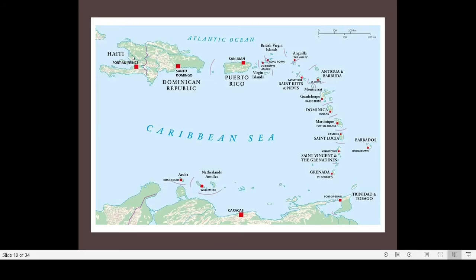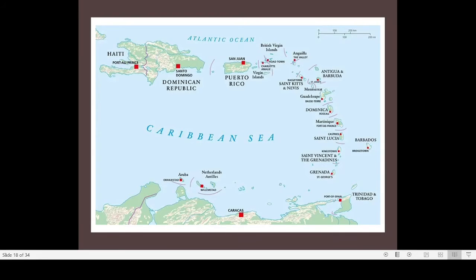We can say Haiti is there, Dominican Republic is there, Puerto Rico is there, then Saint Kitts and Nevis is there, then Antigua and Barbuda. That was in the news because of one person, I think Nirav Modi or some person was hiding there. Then Dominica is there, Saint Lucia is there, Saint Vincent and Grenada is there. Barbados is there, and Trinidad and Tobago is there. So these are the various islands which constitute the Caribbean islands.